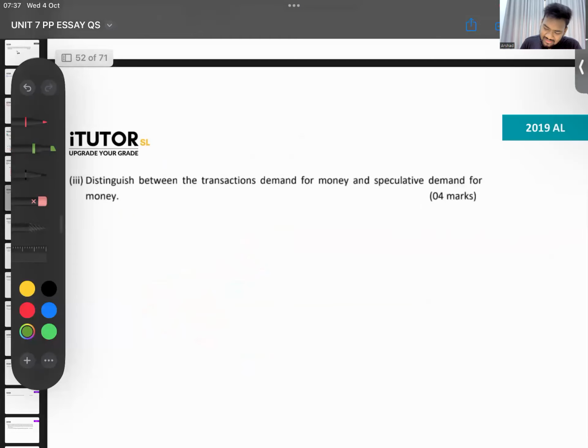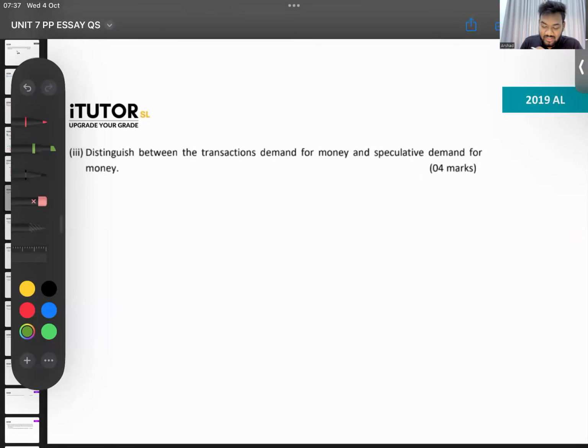Now, even this one is very easy, right? Distinguish between transaction demand for money and speculative demand for money. So for 2 marks, you talk about transaction demand for money. For 2 marks, you talk about speculative demand. Please don't draw tables and explain. Like I've said, you write it in paragraphs. So if you want, you can even give a small heading, no problem at all.